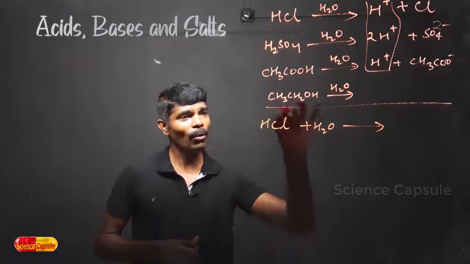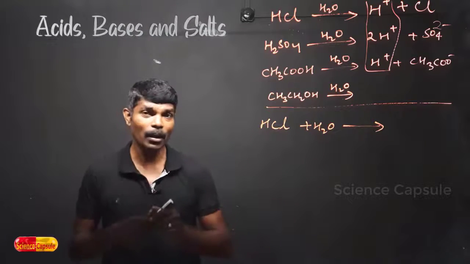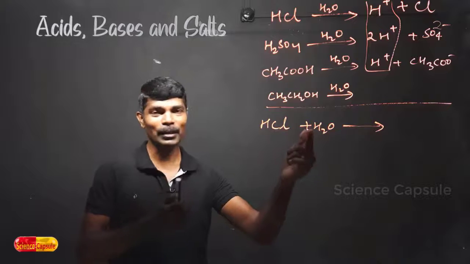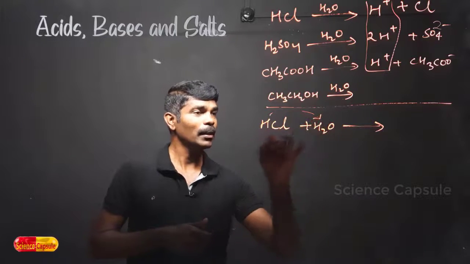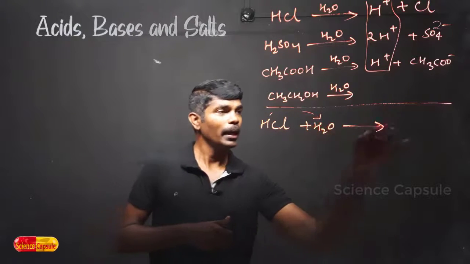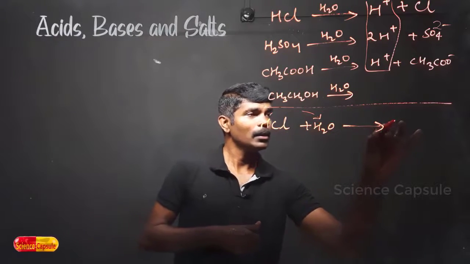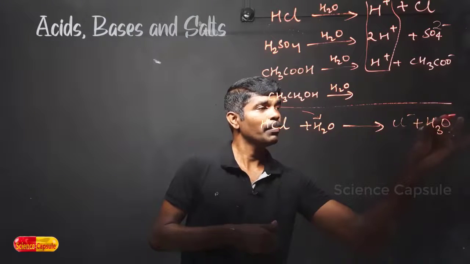Primarily the hydrogen ion is produced. The produced hydrogen ion is highly unstable. They react with the water. Since it has water here, the hydrogen ion reacts with water, and here we get Cl minus, plus hydronium ion is produced.